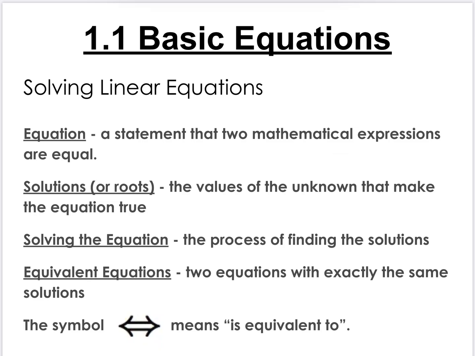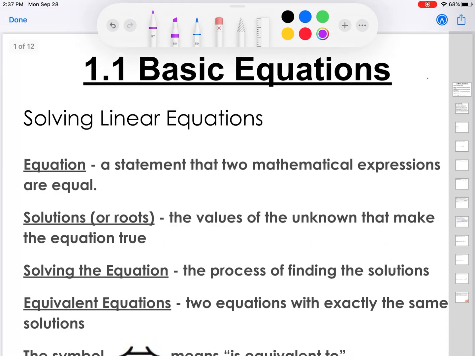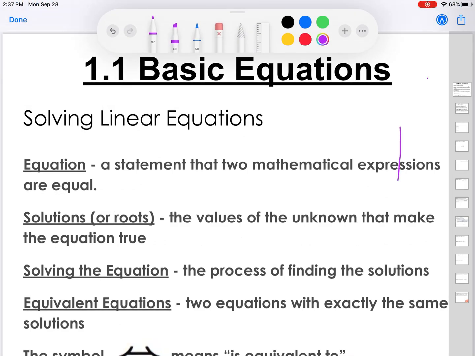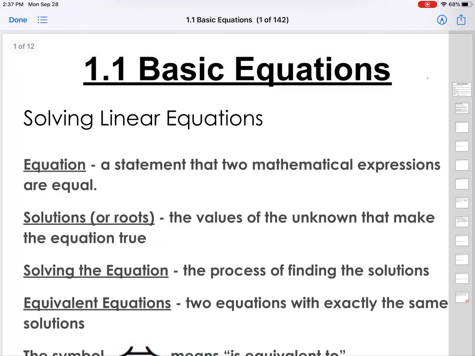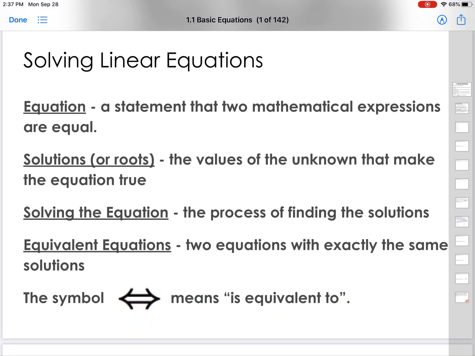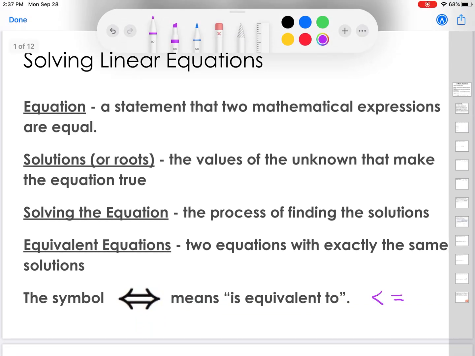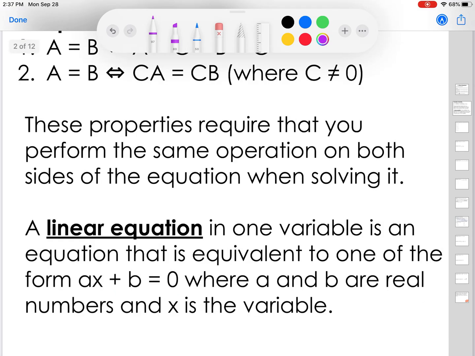Equivalent equations are two equations that have the exact same solutions. And then this symbol here that looks like a double-ended arrow means equivalent to. If you're in Google Docs or Google Slides or anything like that, and you wanted to type that symbol, you'd want to make sure you put the less than, then the equals, and then the greater than. And then when you hit space after that, it'll just automatically turn into this symbol. So just a little trick.